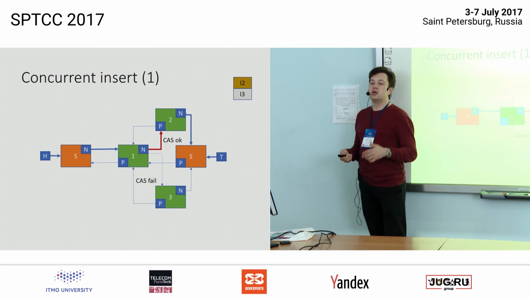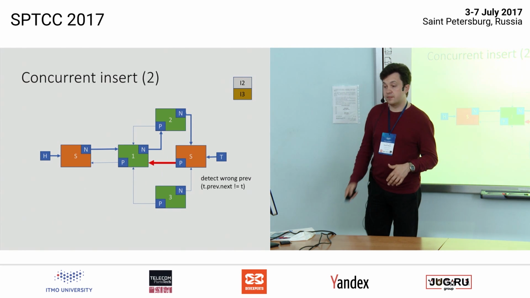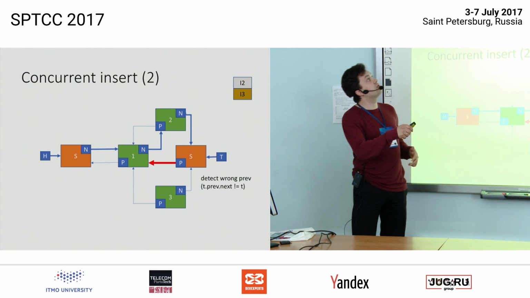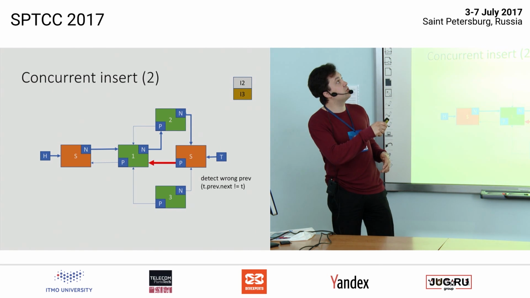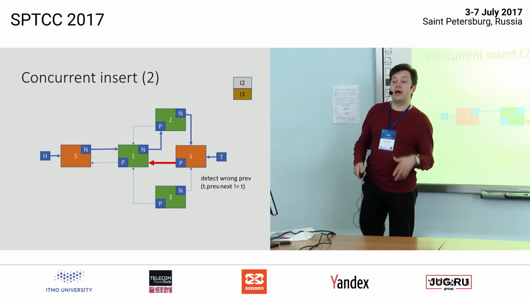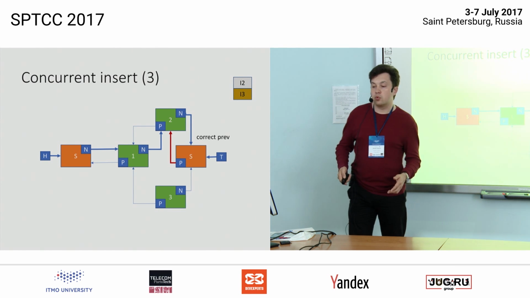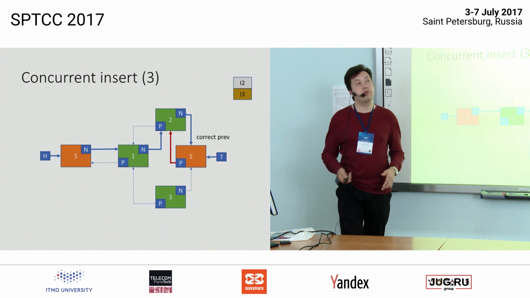Let's see what the other one does in this case. On failing CAS, it will reread the previous pointer to see where it can be inserted, and it will actually check the necklace, and we'll see that it's inconsistent. Previous points here, but the next is pointing somewhere else. So it will launch the corresponding correcting procedure that would correct the previous reference to where it should be.